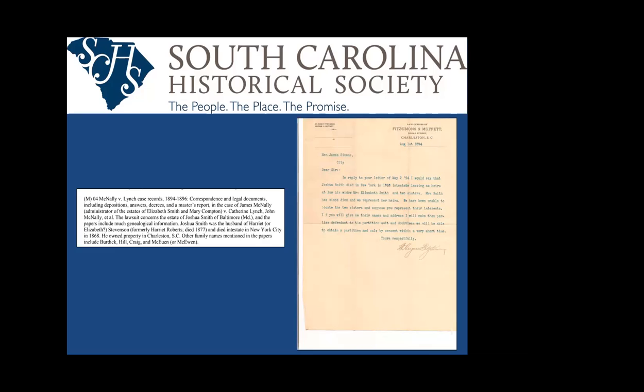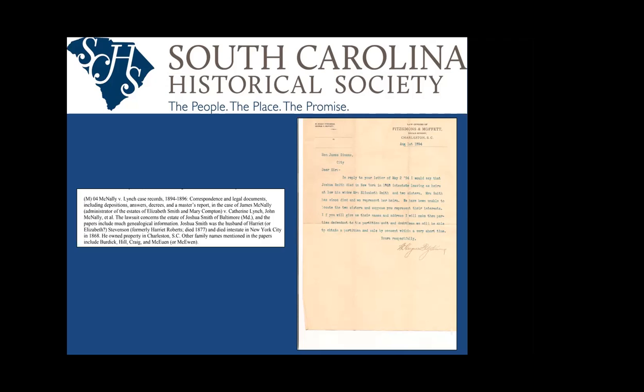This is how one example is described in the finding aid for this collection. McNally versus Lynch case records, 1894 to 1896. Correspondence and legal documents, including depositions, answers, decrees, and a master's report in a lawsuit concerning the estate of Joshua Smith of Baltimore, Maryland. And the papers include much genealogical information.